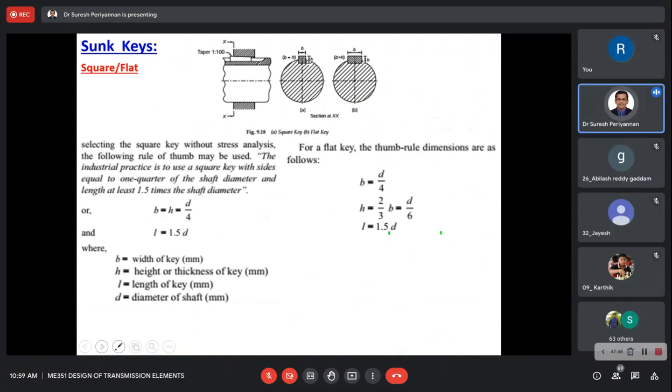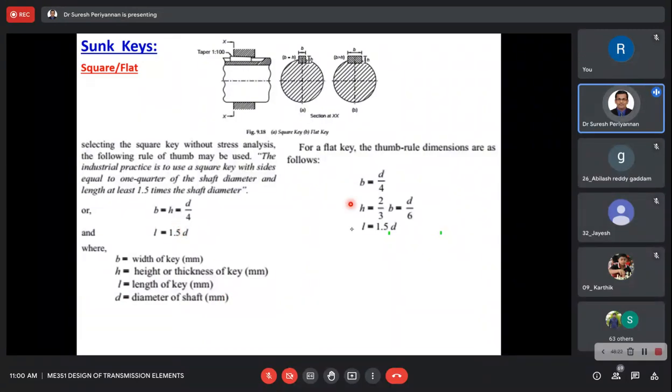Now I come to the basic design of the keys. In the square key, B is equal to H is equal to D by 4, where D is the diameter of the shaft. The length of the key is 1.5 times the diameter. B is the width or breadth of the key, and H is the height of the key. Both are the same in a square key, and the length of the key is 1.5 times the diameter.